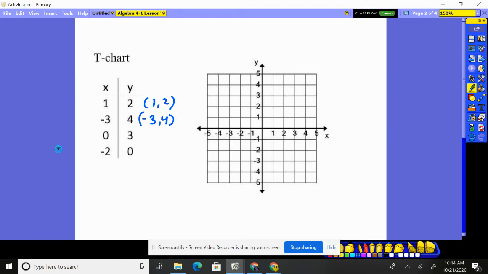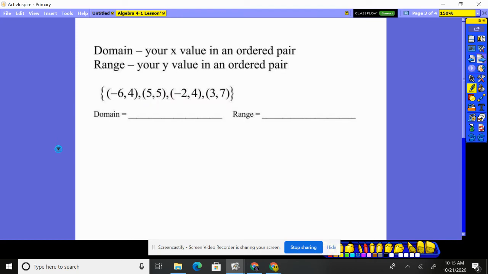So I could go over 1, up 2 and plot the point. The next point, -3, 4, over -3, and then reach up 4. This guy is the ordered pair over 0, up 3, so he's right there. And finally, this is the ordered pair -2, 0. So I start at the origin, I move over to -2, and then I go up none, so he's right there on the x-axis. So those are T-charts. We will be seeing those, and we probably dealt with those in the past.